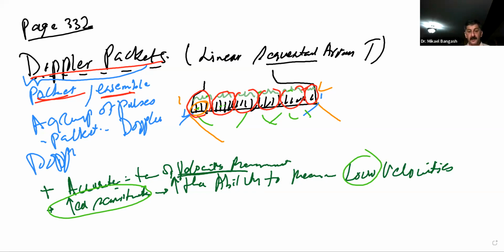Now, the main disadvantage of a packet or Doppler packet is an increased T frame. Mainly because each reading is not going to be from one pulse, but from a group of pulses. Did that make sense? Due to that increased T frame, that will lead to a reduced frame rate.